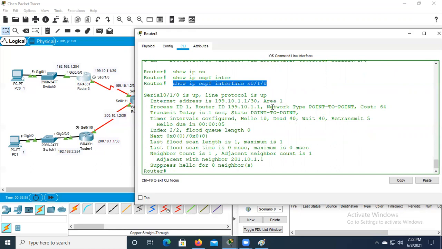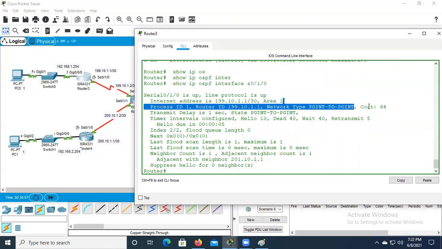By default, the network type is point to point and it is taking the cost by default 64, because for the serial, the cost will be 64 as well. And the hello period is 10, the dead period is 40 seconds by default. And this is the router ID. Internal address is 199. It is advertised in area 1.